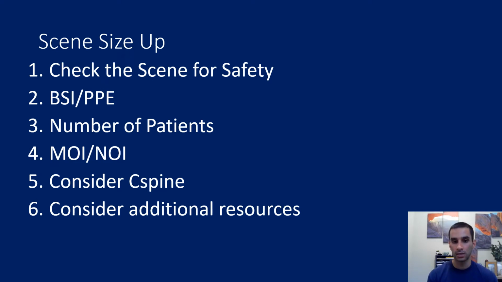But again, you're checking the scene for safety. BSI, PPE, how many patients are there? What's the mechanism of injury or nature of the illness? Consider C-spine. And consider additional resources. And this should be automatic to you. As soon as you're walking into the scene, you should already start thinking about this.